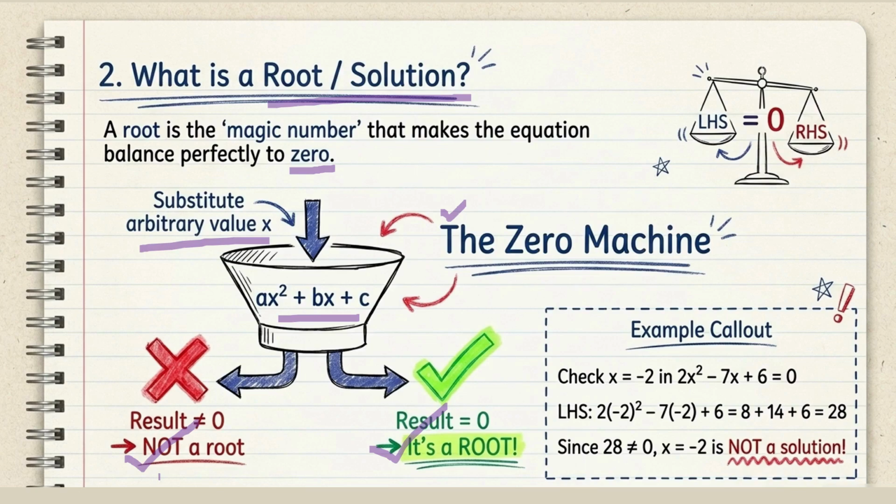Example, check x is equal to minus 2 in 2x squared minus 7x plus 6 is equal to 0. LHS, 2 into minus 2 squared minus 7 into minus 2 plus 6 is equal to 8 plus 14 plus 6 is equal to 28. Since 28 is not equal to 0, x is equal to minus 2 is not a solution.